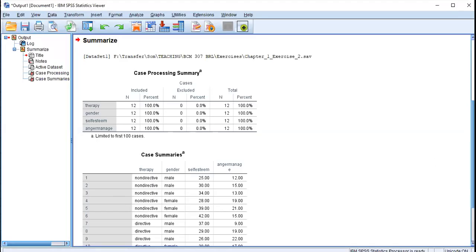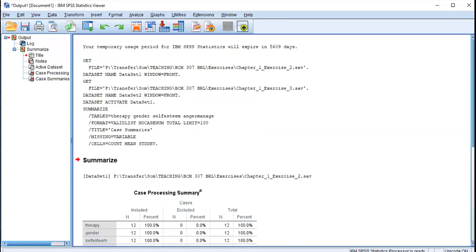So this is the output file. You can see we have this chapter 1 exercise 2 output file over here. Therapy, gender, self-esteem, and anger manage. All these variables have 12 respondents, or 12 students were taken. Since all these people have filled in their data, we have information for each one of them. The included percentage is 100 for each of the cases. Excluded cases therefore becomes 0, and total is 100% because 100 plus 0 is again 100%.